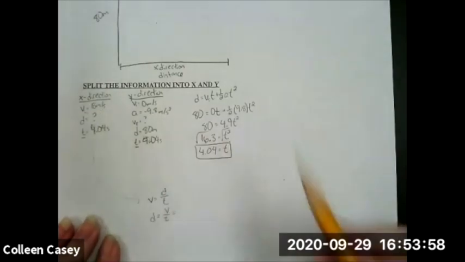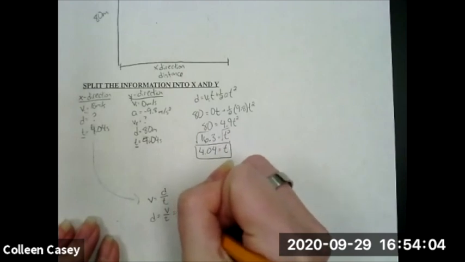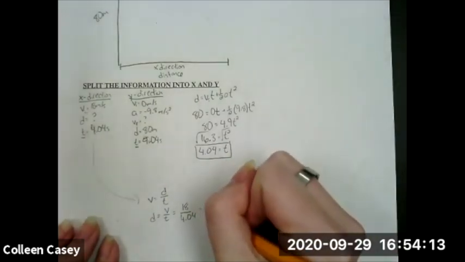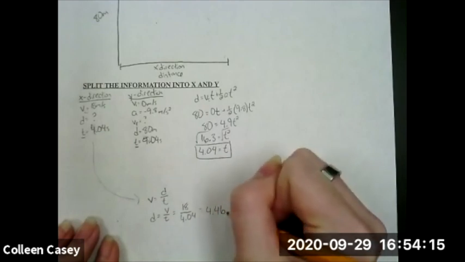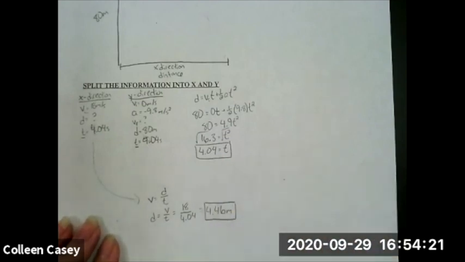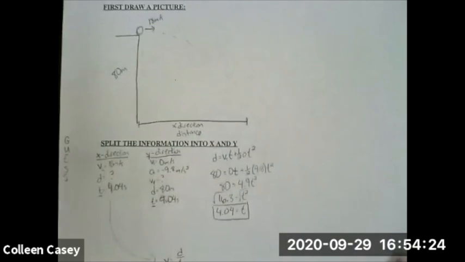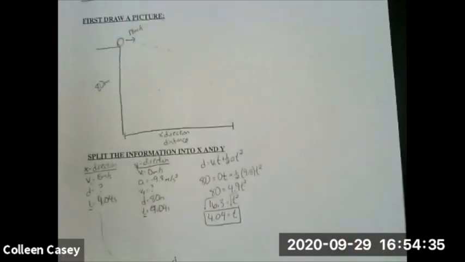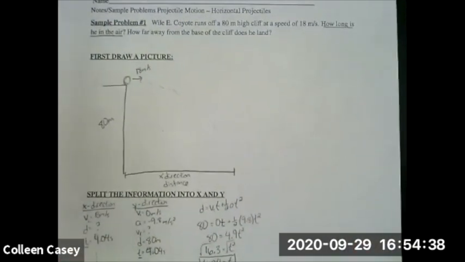I know my velocity is 18. I know my time is 4.04. Now I just need to divide. So 18 divided by 4.04 is 4.46 meters. So I find the distance to be 4.46 meters. That is the first example of how you can solve a horizontal projectile problem.